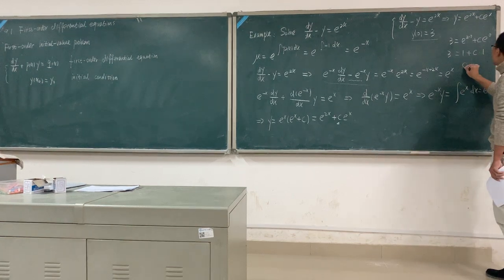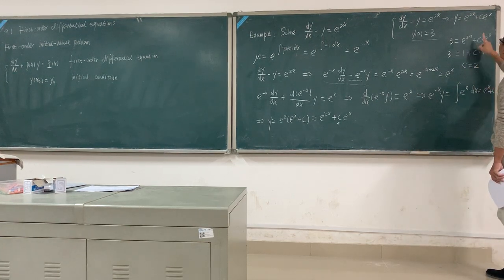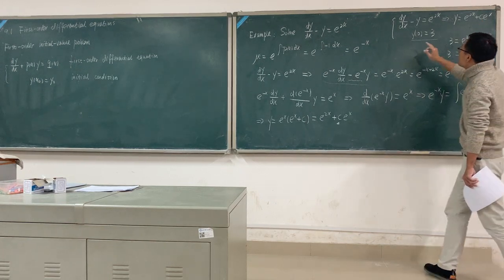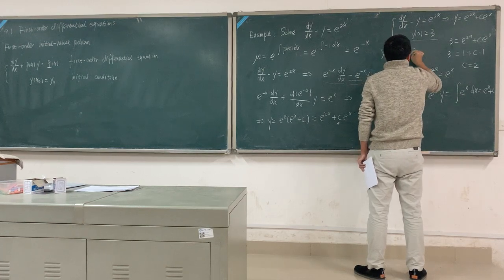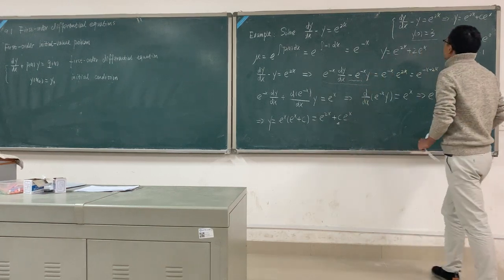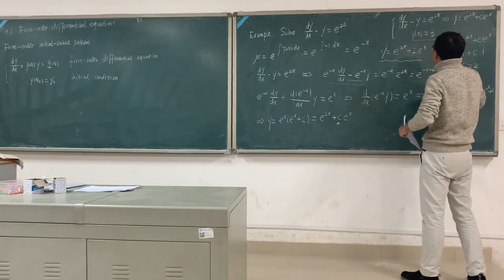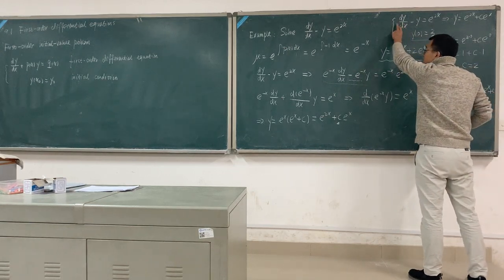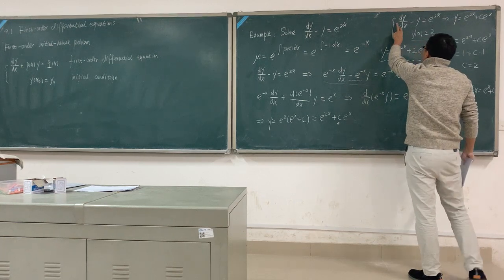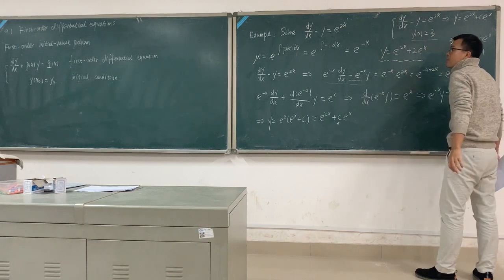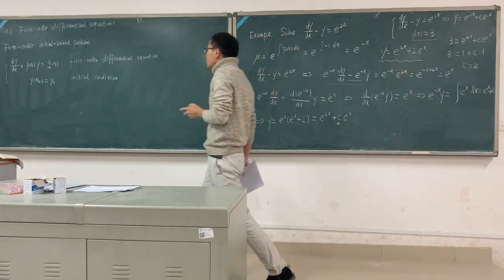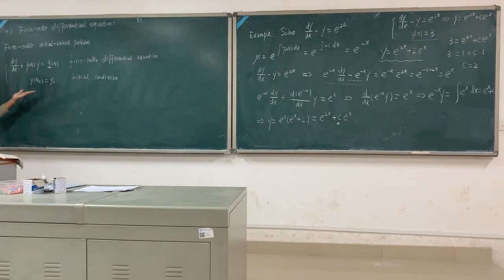So c equals what? c equals 2, yeah? So this c actually is 2. So y should be equal to e^(2x) plus 2e^x. This is the solution of this first order initial value problem. So actually this initial condition is used to determine the constant c.